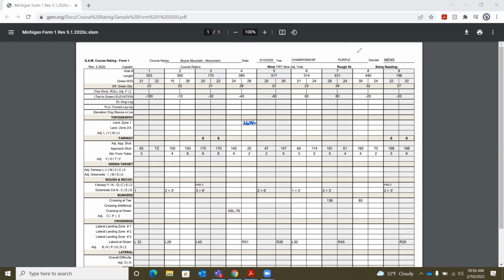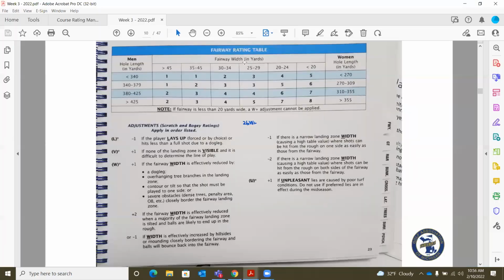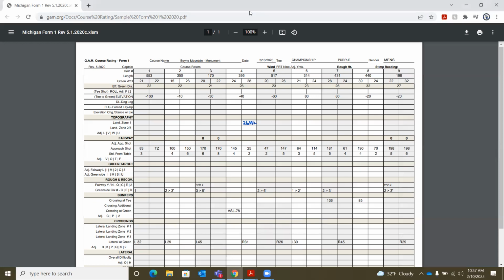So if we go back to our chart, 395 for men is in this row here, the third column, and the 26 value is a 4. And then because we have that W adjustment, the 4 is going to turn into a 5. So on our Form 1, we would write in here a value of 5.